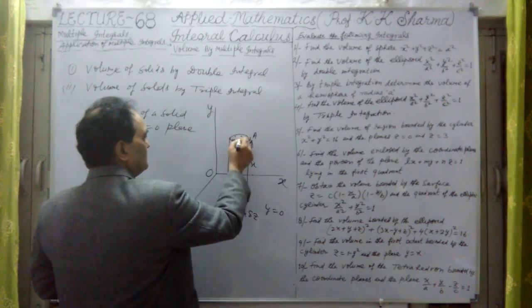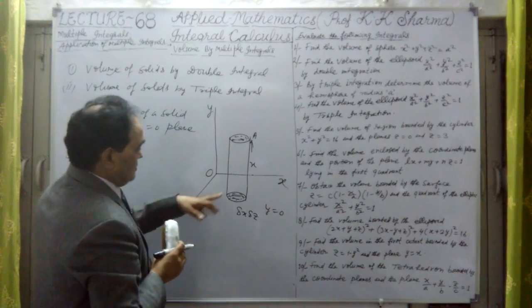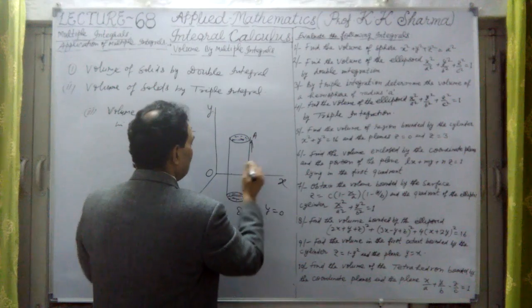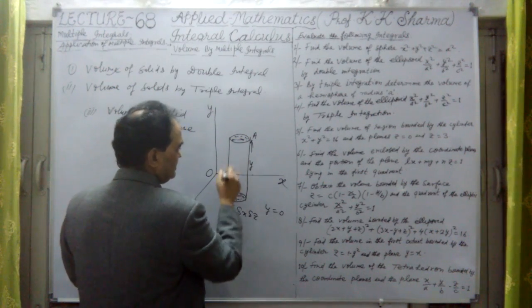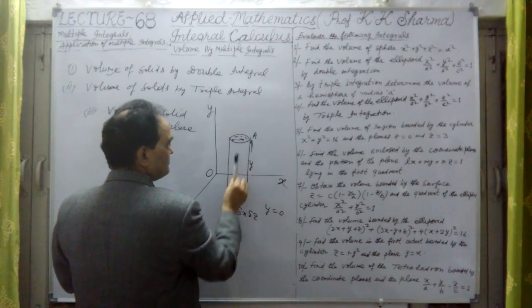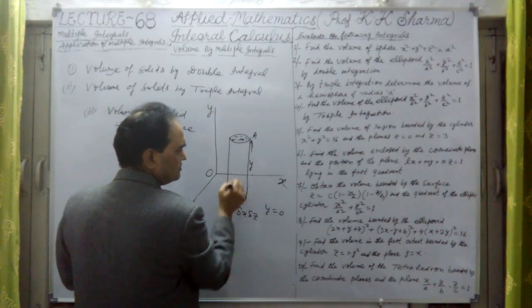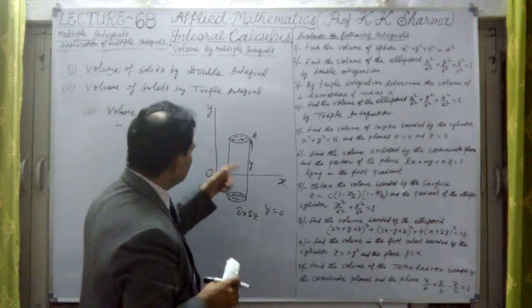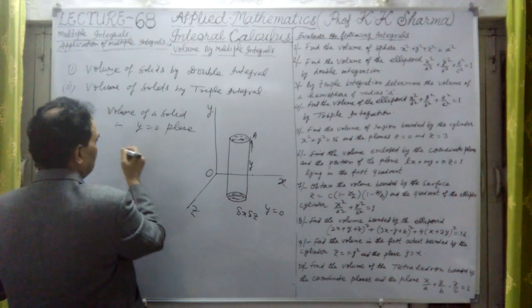Now this is the plane y equal to 0. This length, in this case y, this height, or this line, is parallel to the axis of y. So this is the y coordinate, or whatever length, I mean height, is given to us. That is equivalent to the y coordinate.